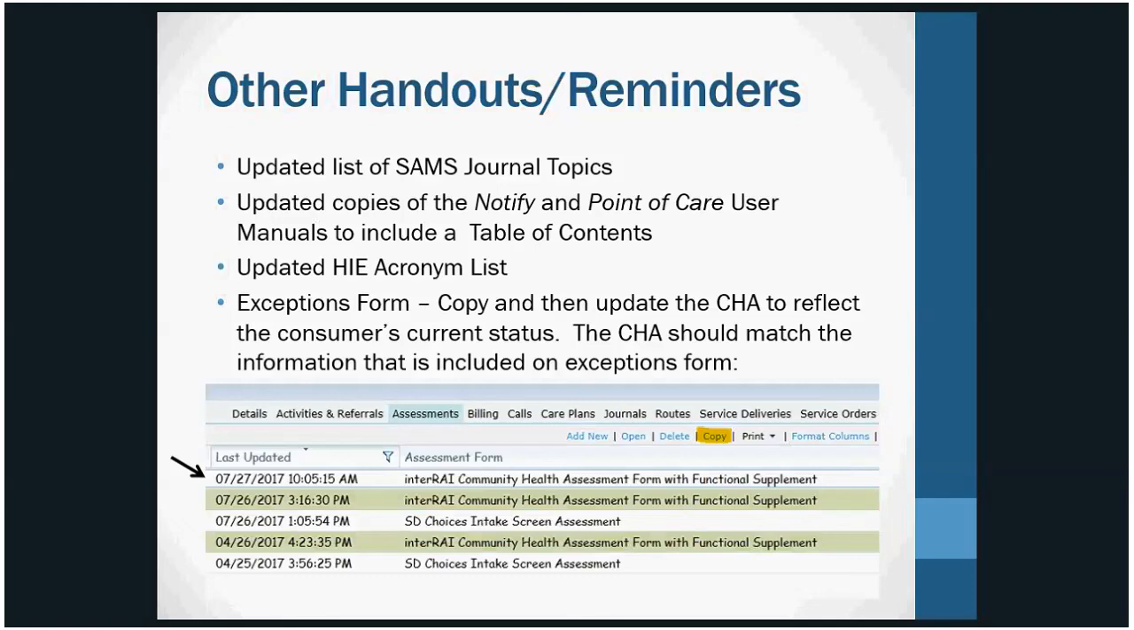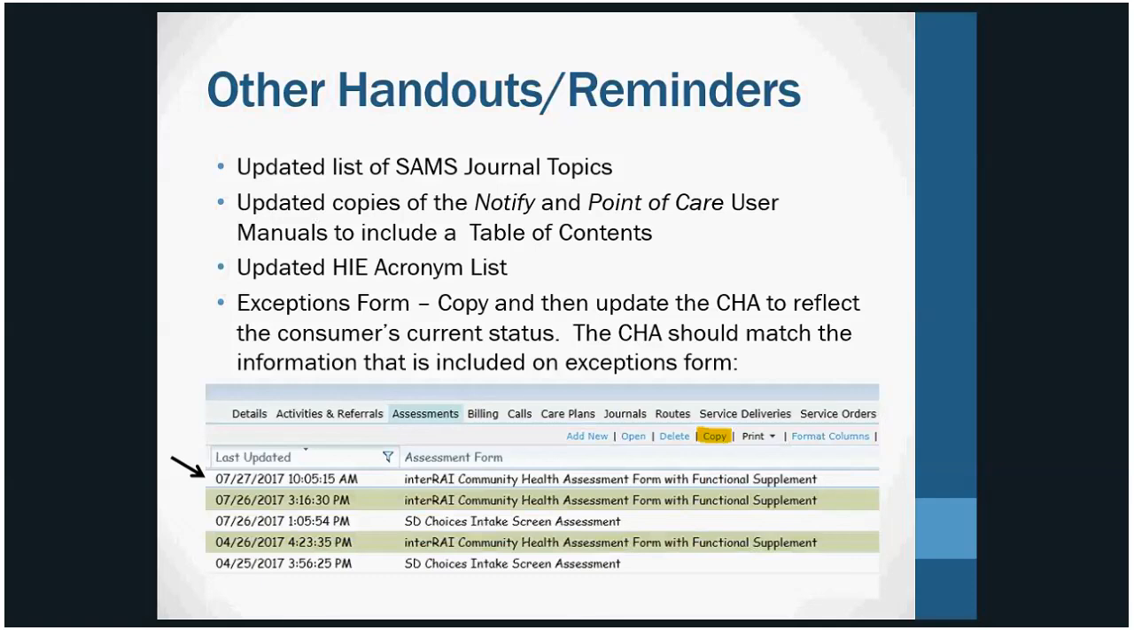And then we just had a request to remind everybody that when you are needing to complete an exceptions form to go above the maximum amounts allowed, you need to make sure that your CHA in SAMS matches the information that you're including on your exceptions form. So if, for example, the consumer had a significant change and the most recent CHA is no longer current, you must copy the CHA, and you click the copy button there on the screen.